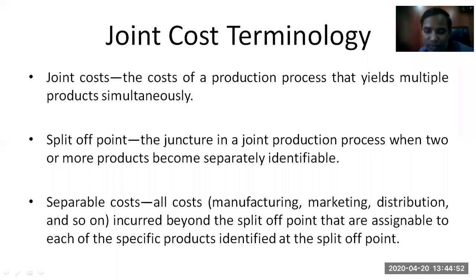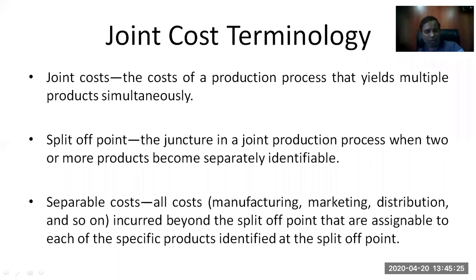So at the split off point, what happens? You are capable of identifying petrol, you are capable of identifying diesel from the crude oil. So two different products, or maybe three, or maybe four different products come out from a single input. That is known as a split off point. Cost incurred after that split off point on a separate product, on a product itself, is a separable or separate cost. So these are the three terms that you need to keep in mind.